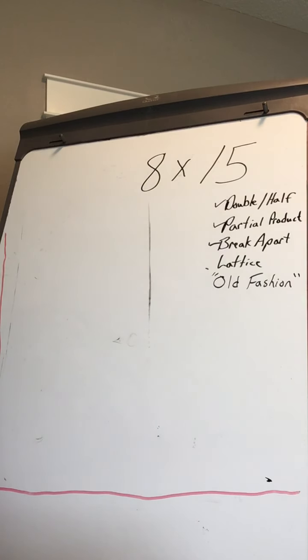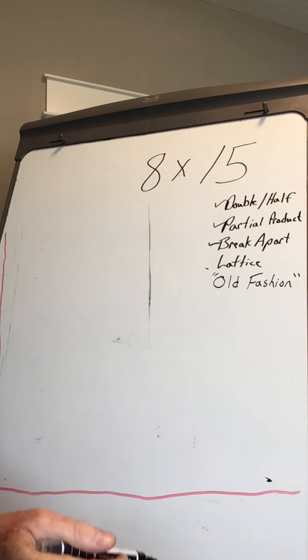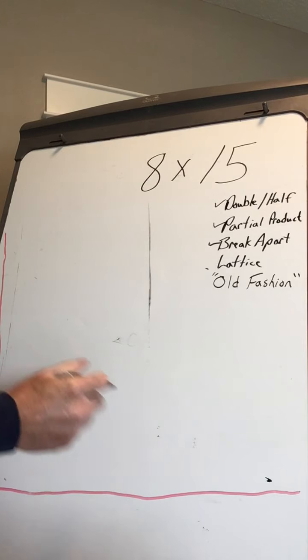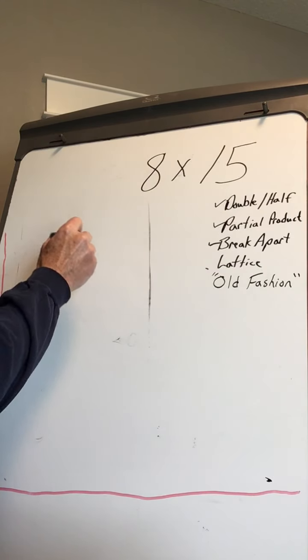Lattice was a fun one that we discussed for the first time this year. Takes a little bit more work getting it set up, but the whole idea with lattice is you are doing a long multiplication problem, but you're really only multiplying a single digit times a single digit. So the kids really enjoy that one. Real simple, 8 times 15 here.